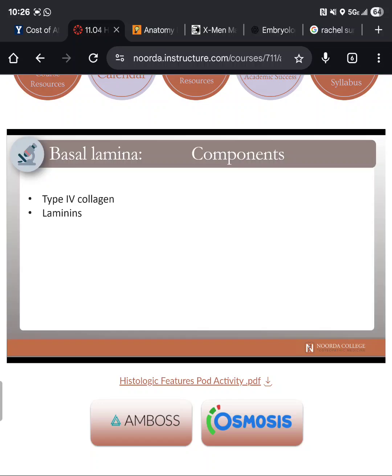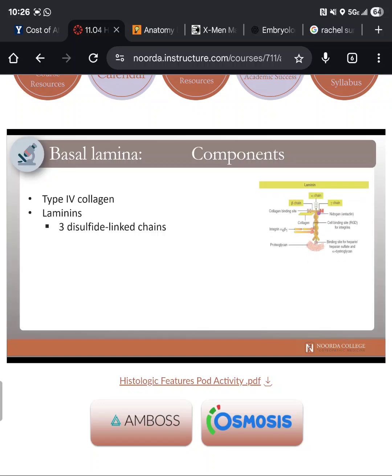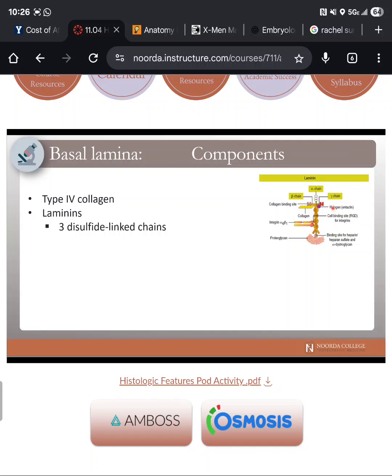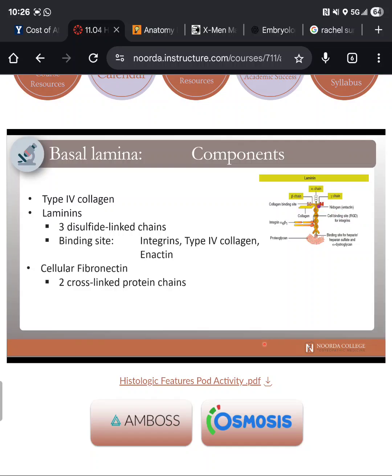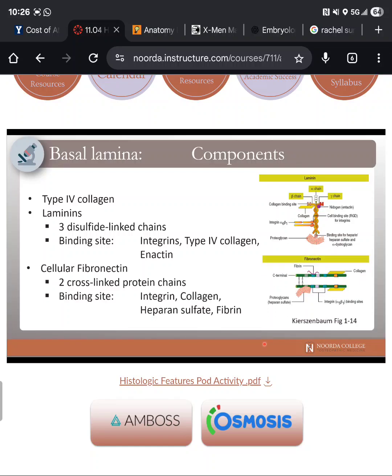With the basal lamina, there are components that I want you to be mindful of. The major components are your type 4 collagen and your laminins. The laminin is basically comprised of 3 disulfide-linked chains, and they are binding sites to integrin, type 4 collagen, and nidogen. There's a third molecule that I want you to be mindful of, which is cellular fibronectin. It's produced by fibroblasts and has 2 cross-linked protein chains connected with disulfide bonds, and it's a binding site for integrin, collagen, heparan sulfate, and fibrin.